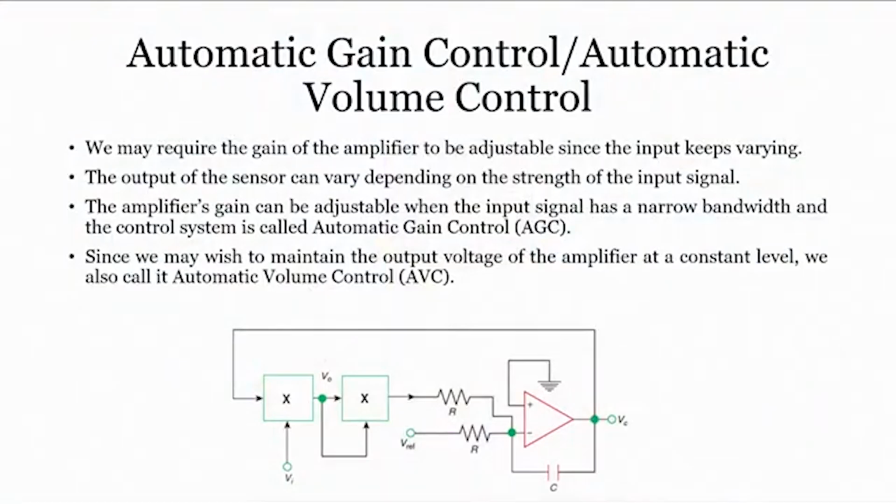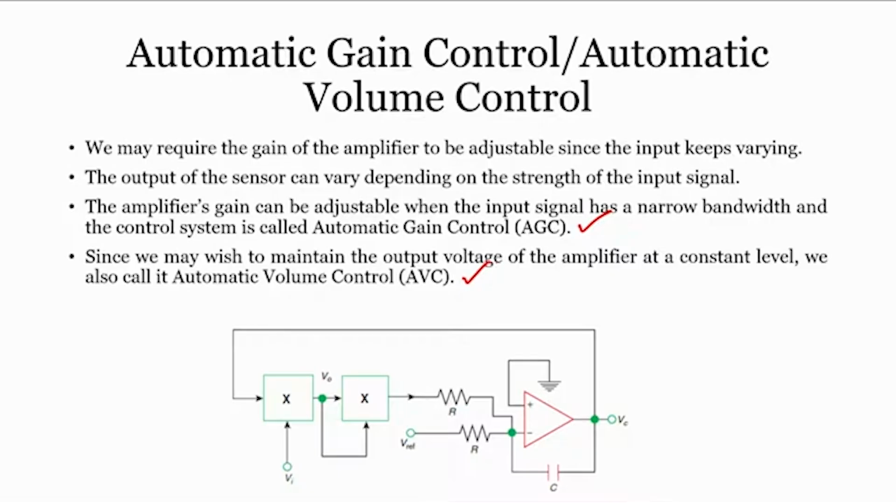As the slide shows, we require the gain of the amplifier to be adjustable since the input keeps varying. The output of a sensor can vary depending on the strength of the input signal. The amplifier's gain can be adjustable when the input signal has a narrow bandwidth, and the control system is called automatic gain controller, AGC. Since we may wish to maintain the amplifier output voltage at a constant level, we can also call it an automatic volume controller.